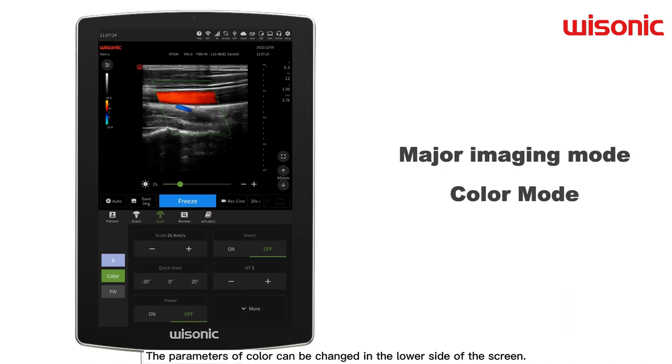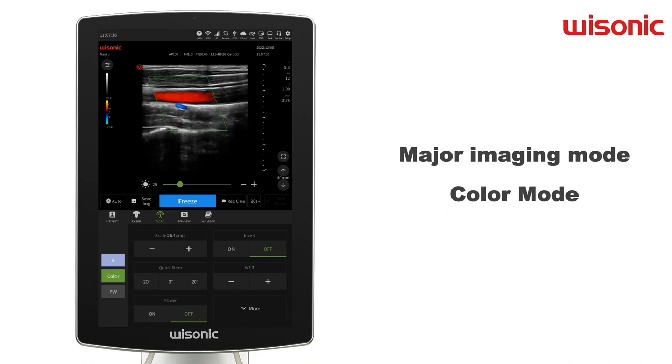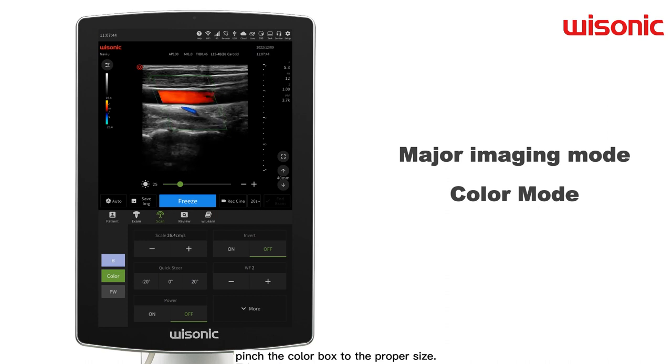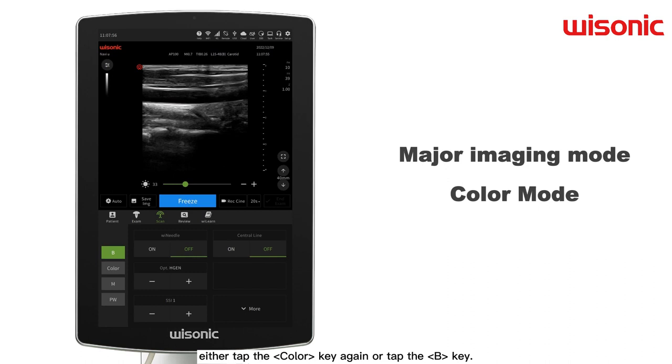The parameters of color can be changed in the lower side of the screen. To change the position of the region of interest, tap and drag the color box. To change the size of the region of interest, pinch the color box to the proper size. To exit color mode, either tap the color key again or tap the B key.